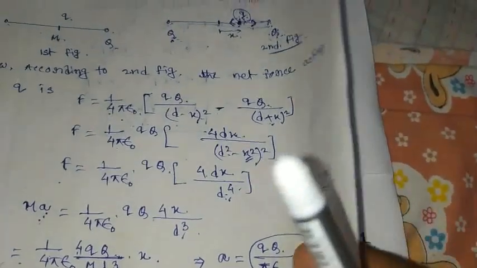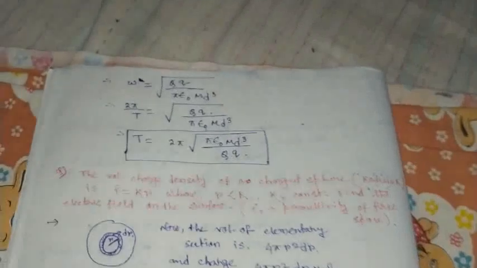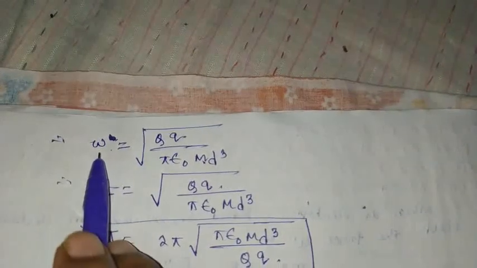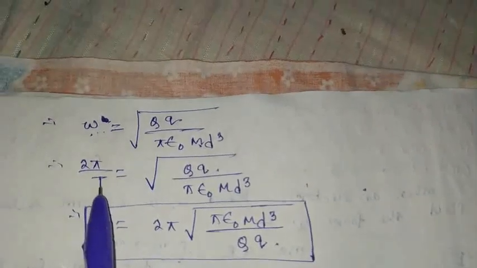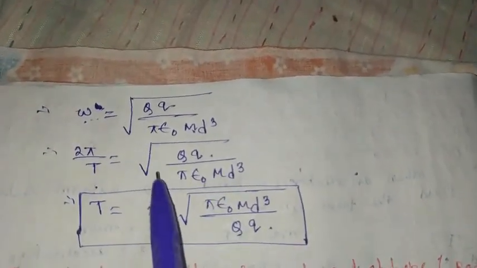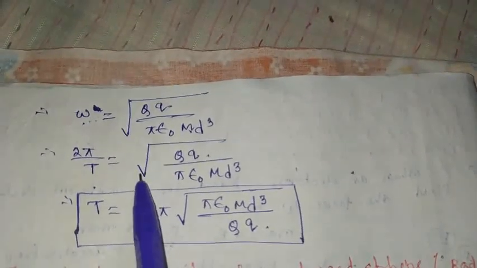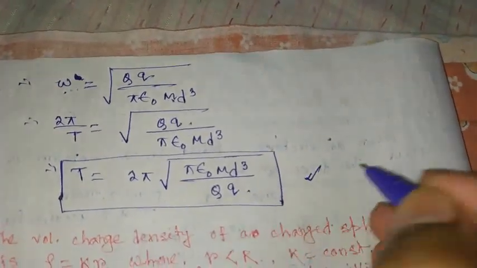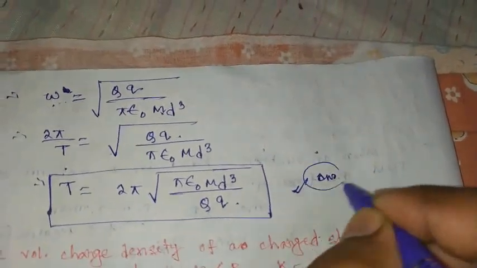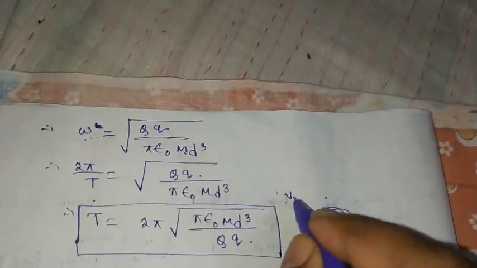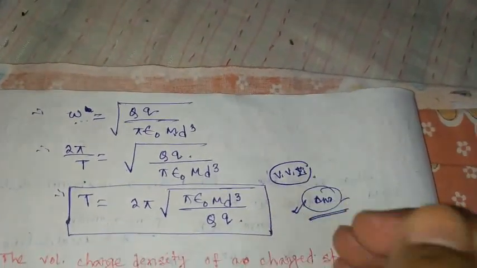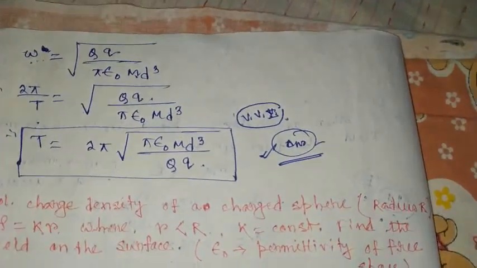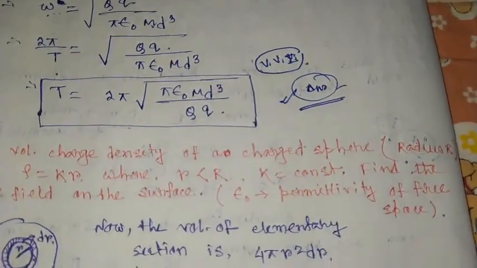In the next page we have written omega in this fashion, and we know omega can be written as 2 pi by T, where T is the total time period, that is the period of oscillations, and this T can be written in this form. So this is your final answer. This is very important in NEET, JEE or IIT, any kind of examination or any board level examinations.